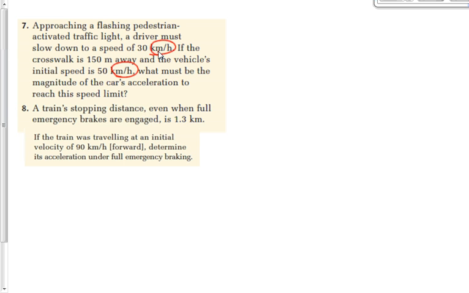What do we got here? We get a displacement here of 150 meters. We got a 50 kilometer per hour speed. We got a 30 kilometer per hour speed, which you're going to want to convert both of those to meters per second. Let's find the acceleration here.